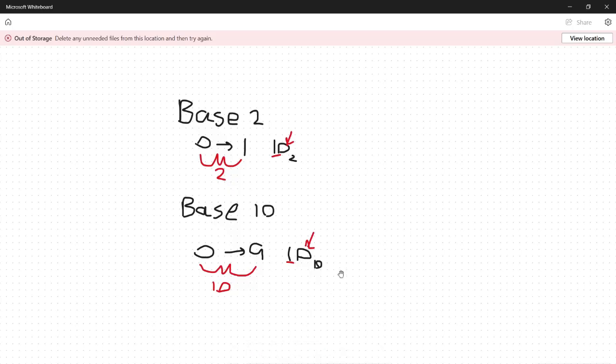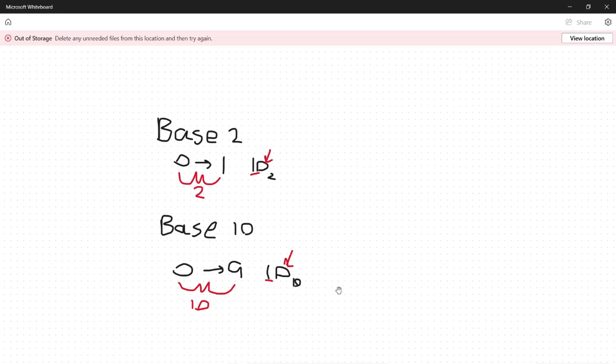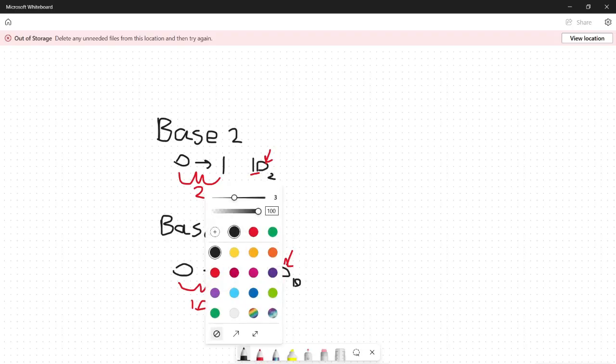Now, what a lot of people get confused by is that they treat binary like its own thing, really. Binary works the exact same as base 10. It's just that we end our counting a lot sooner and we add a new digit. That's all it is. We're just starting it off sooner.